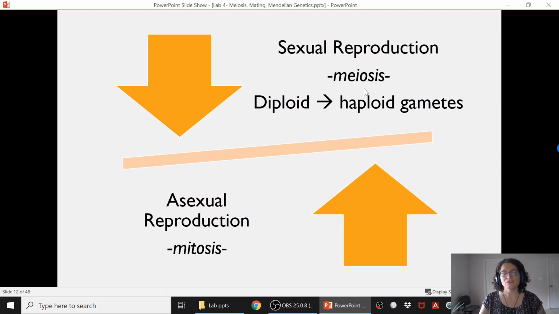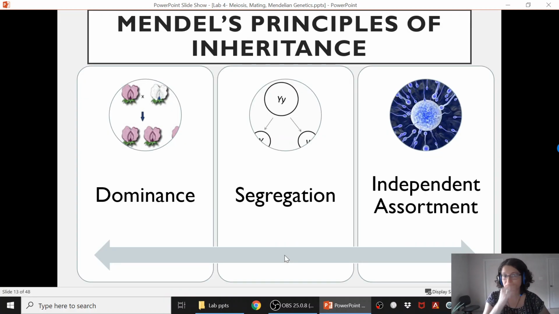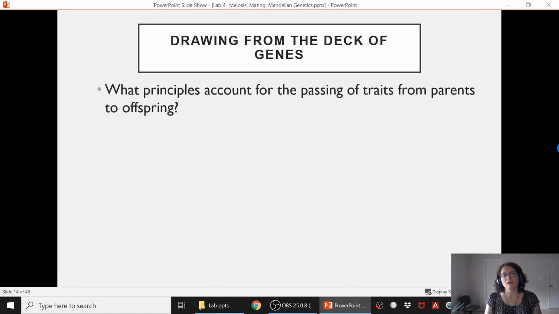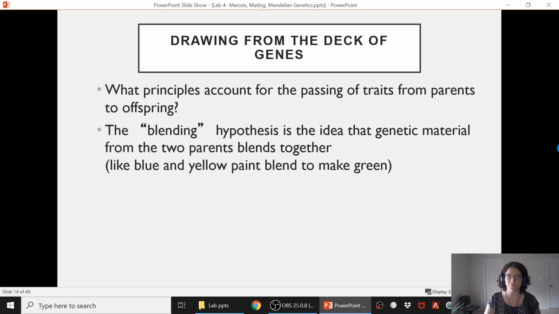All right, so we have 2 different ways that duplication can happen. Sexual reproduction, meiosis, going from diploid to haploid gametes, and asexual reproduction, mitosis. All right, next we're going to move into actual inheritance and how the segregation and dominance and independent assortment affects inheritance patterns, okay? So we have to understand what principles account for the passing of traits from parents to offspring.